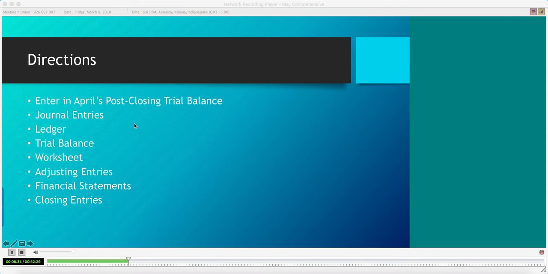Journal entries, those are again pretty much the same. There's a couple entries that are more confusing. Like I said, we're going to go over 7 of them that are usually what confuses students the most. Again, you'll have the ledger, the trial balance, 10-column worksheet. Those are all the same.